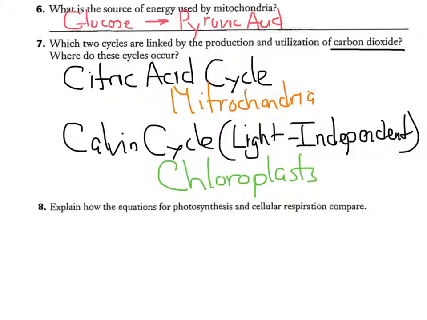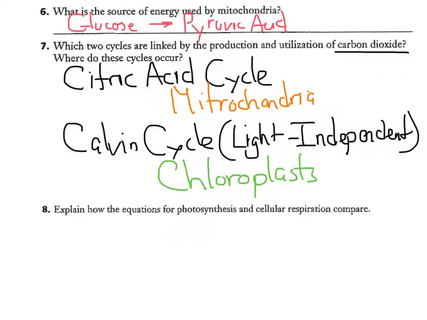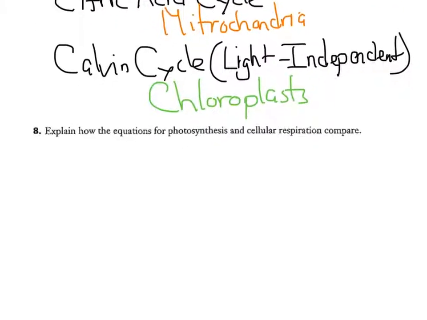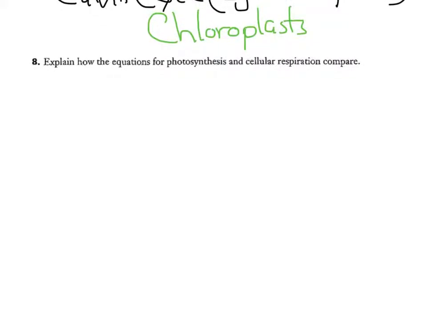Now that's all pretty simple. So we get to finally to our very, very last question here for you guys. So when I get to the very last question, this is what you guys are going to see. Explain how the equations for photosynthesis and cellular respiration compare. Well, it's really kind of simple. When you look at both of those equations, when you compare them, you're going to see something that stands out to you guys. So let's look at them.